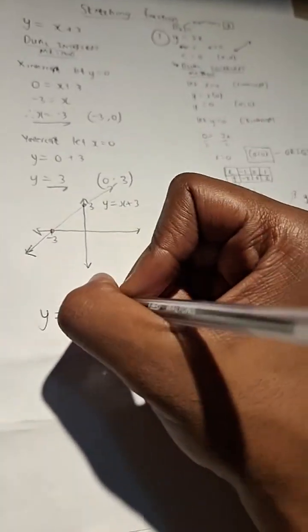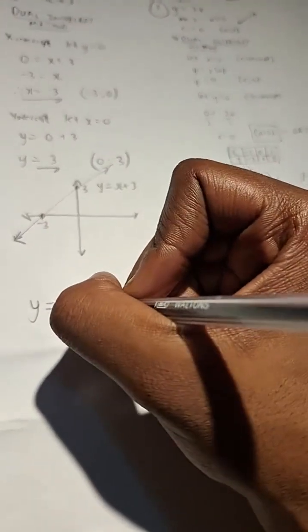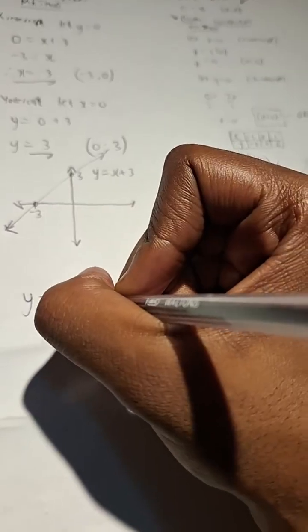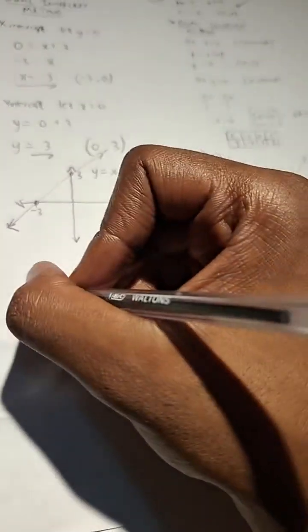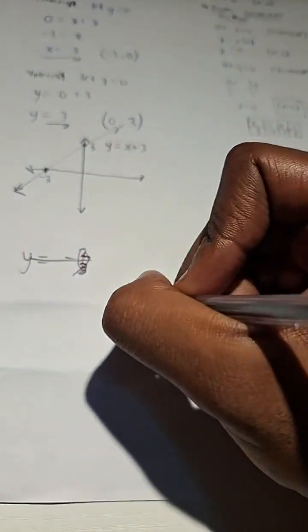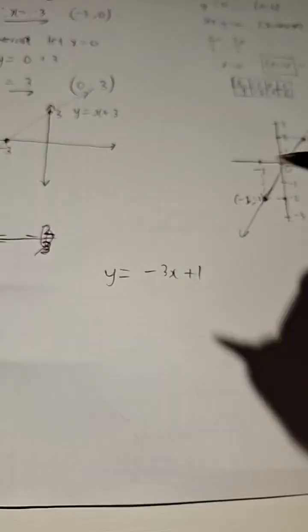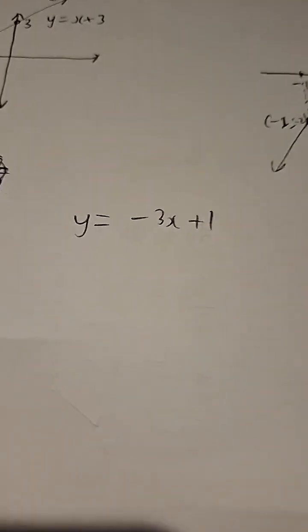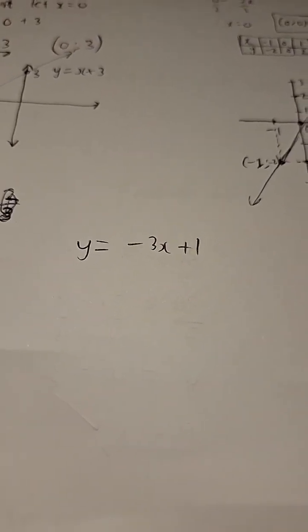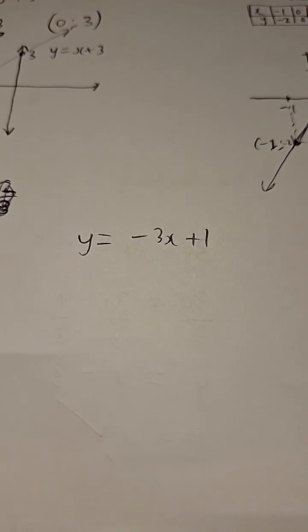Y is equal to negative 2 over 3x. Okay, sorry. Let me just redo that. Y is equal to negative 3x plus 1.